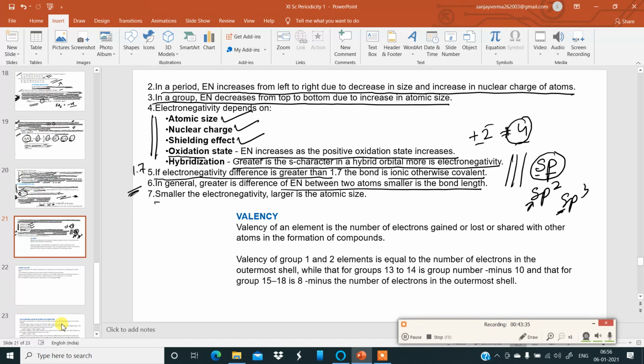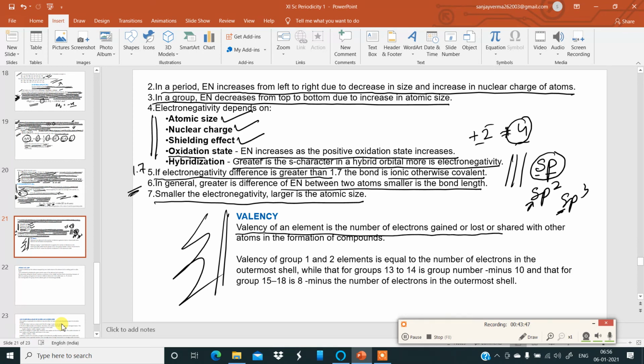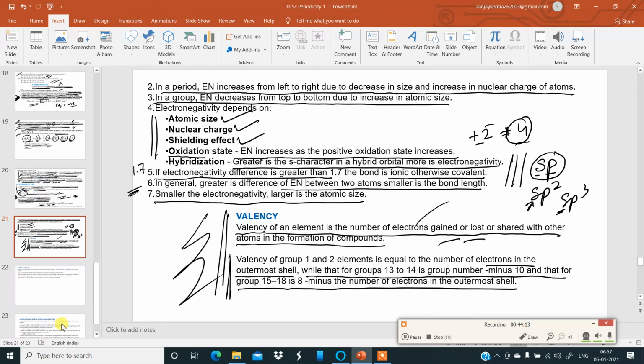Okay. When smaller is the electronegativity, larger is the atomic size, my dear students. Then moving to the valency. Valency of an element is the number of electrons gained or lost or shared with the other atoms in the formation of compounds. Valency of group 1 and 2 elements is equal to the number of electrons in the outermost shell, while that for groups 13 to 14 is group number minus 10, and that for group 15 to 18 is 8 minus the number of electrons in the outermost shell. That is how to get the valency, which we have been doing since class 10.